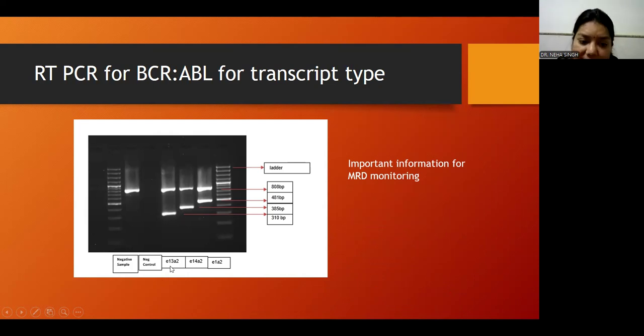The two commonest CML transcript types are E13A2 and E14A2, which correspond to the P210 oncoprotein, and E1A2, which corresponds to the minor transcript P190 oncoprotein, which is commonly seen in Ph positive B-ALLs. So depending upon the base pair size of your band, you can get to know which transcript type you are dealing with and which RQ assay has to be applied, whether P210 or P190.